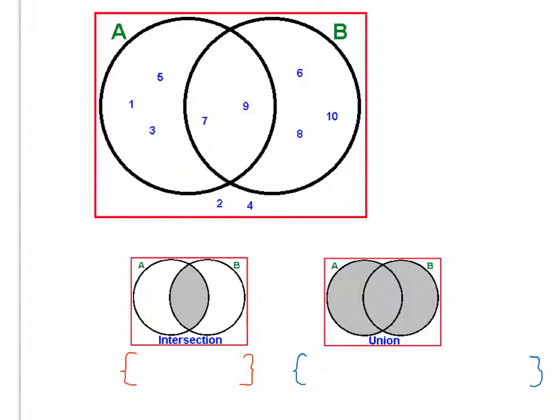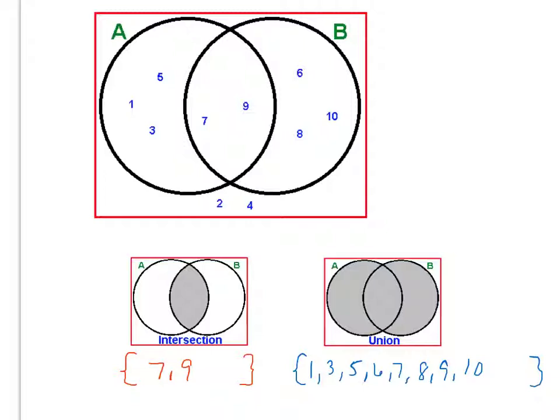So in gray underneath the figure you see the representation of intersection and union, and then if we wanted to use the numbers that we see up there, the intersection of A and B would be 7, 9, and the union of A and B would be 1, 3, 5, 6, 7, 8, 9, and 10. And notice in this case 2 and 4 are outside of A and B.